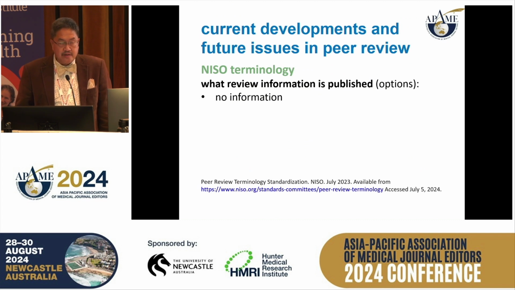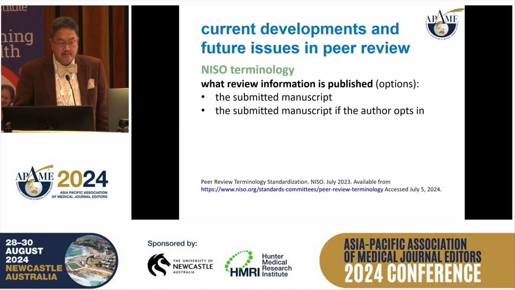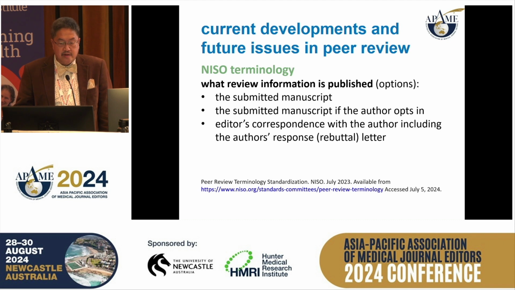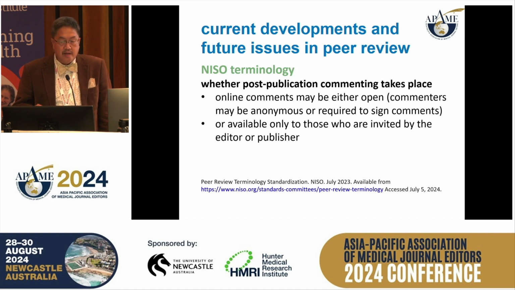What review information is published ranges from having no information at all, which is traditional in many journals, to having a range from summaries to reports. And when we talk about reports, you can have reports depending on whether the author opts in or whether the reviewer opts in as well, having your reviews published, to having the actual submitted, the original manuscript published with or without the author opting in, as well as publishing correspondence with the editor, including the response of the authors to the editors. And then the identities may or may not be published, whether they are the identities of the reviewers or of the editors themselves.